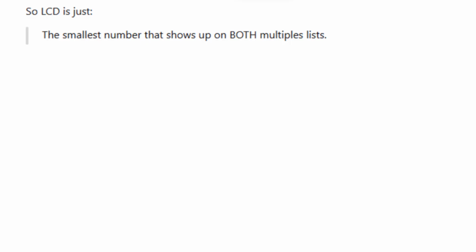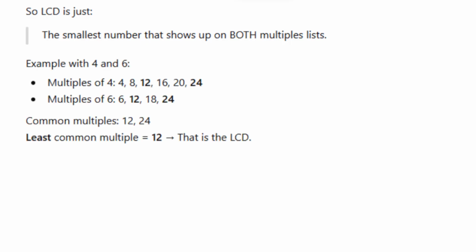Now let's look at multiple lists. What am I talking about? You remember when you were learning how to multiply, you had to count by twos or count by threes or count by fours. Those answers are your multiple list. So I made a multiple list of 4 and I made a multiple list of 6.